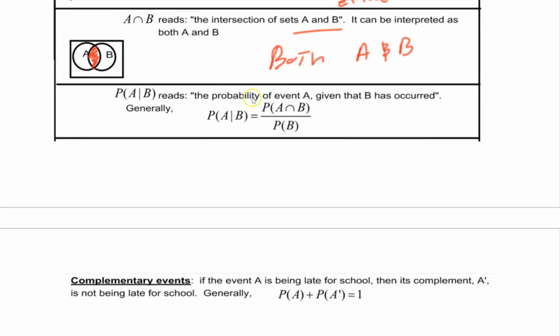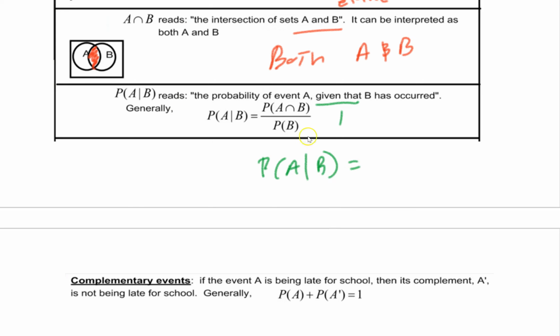And then next up is our favorite, given that. So remember, anytime you see "given that," that's the line. So this would be probability A given that B occurred. So it's saying, what's the odds that A happened given that B happened?